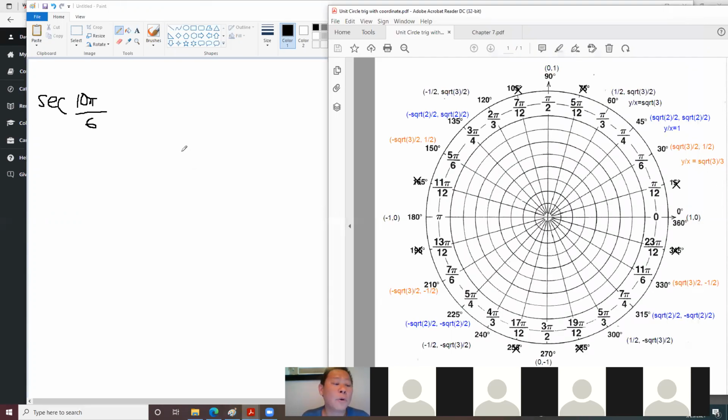So if you get this kind of question, the first thing you need to do, class, is reduce, because you can tell all these fractions have been reduced. The 10 over 6 has not been reduced. Can someone reduce that for me?